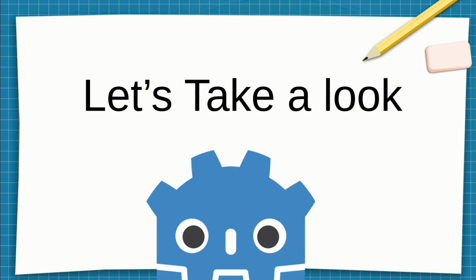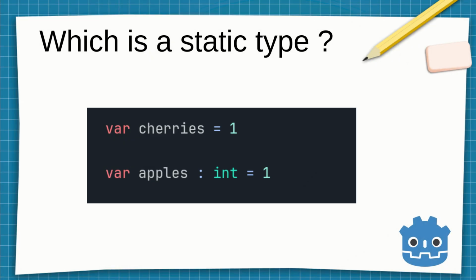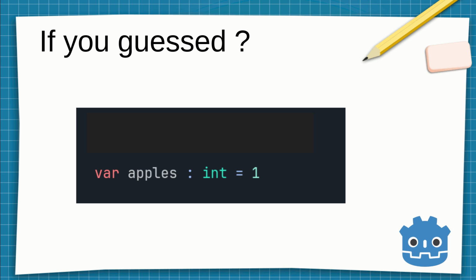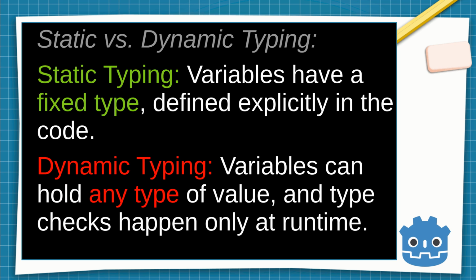Let's take a look. Can you tell which is a static type? If you guessed this, then you'd be correct. In static typing, variables have a fixed type, defined explicitly in the code. In dynamic typing, variables can hold any type of value, and type checking happens only at runtime.